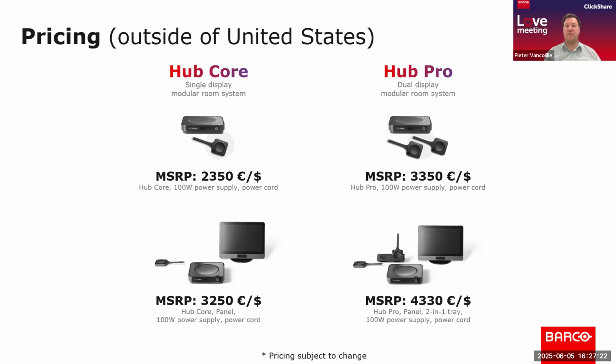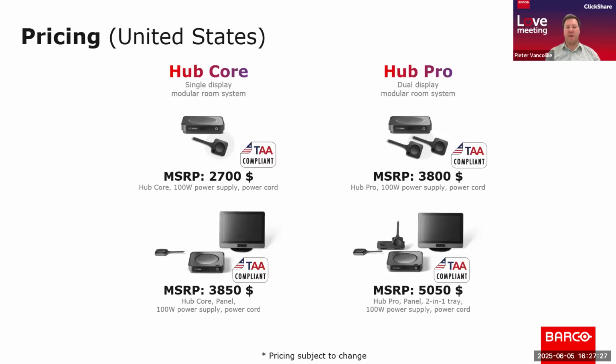And that is outside of the United States. For the United States, we're offering TAA compliant units. For the Core, that will be $2,700, including a 100 watt power supply, power cord and one button, and for the Pro, $3,800, with a 100 watt power supply and the power cord. The bundles will have the same configuration as I described. The Hub Core bundle will be $3,850, and the Hub Pro bundle will be $5,050.